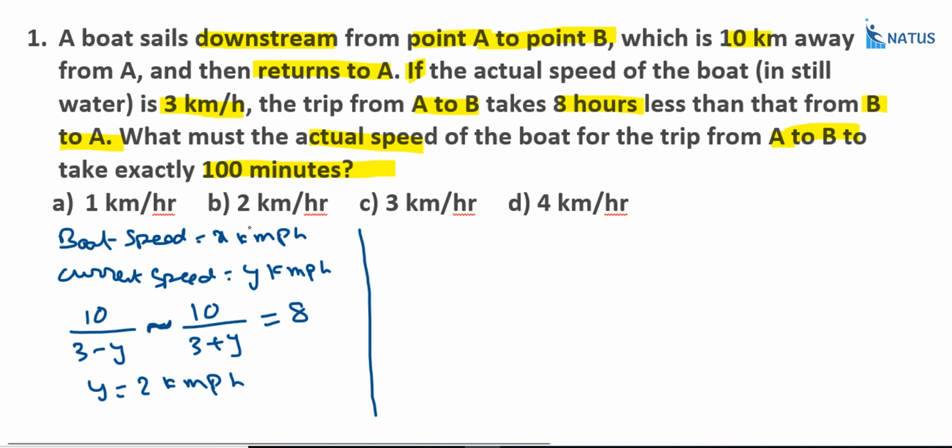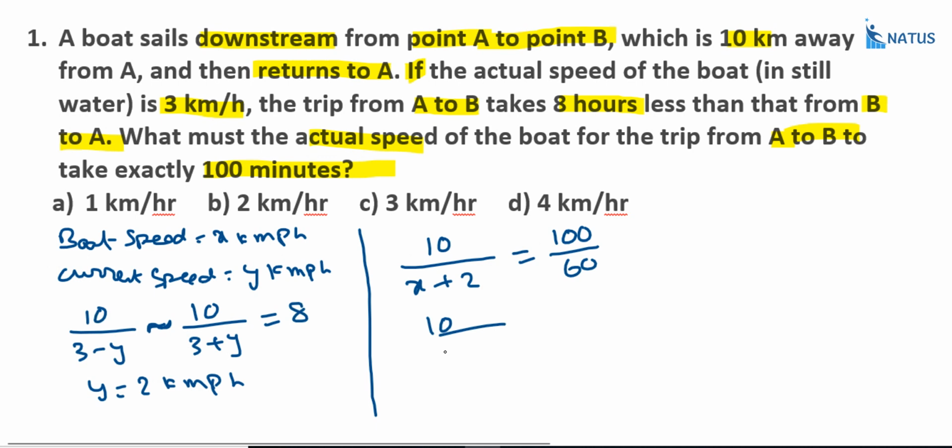And what is the next condition? Here we know the speed of the current, but what do we require? The actual speed of the boat. The distance is 10 kilometers, divided by the boat speed. Let us take x, and the boat goes from A to B in the downstream, so plus the current speed, which is 2. And this is equal to 100 minutes, with speed in kilometers per hour. Now you convert 100 minutes to hours, that is 100 by 60, right?